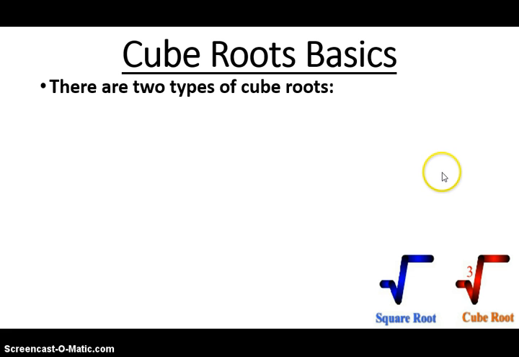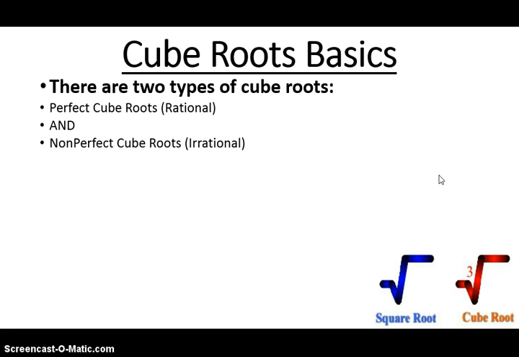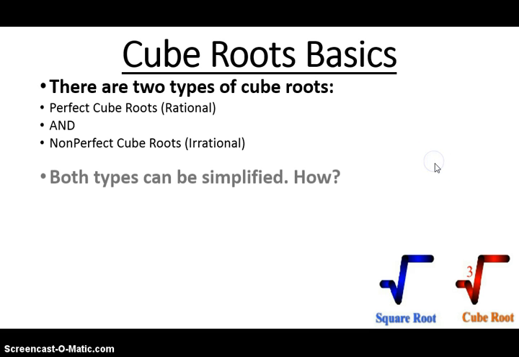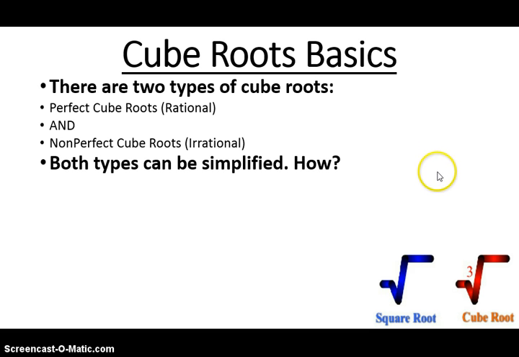There are 2 types of cube roots, just like there are 2 types of square roots. There are perfect cube roots and there are non-perfect cube roots. The perfect cube roots are rational and they will equal a whole number, and the non-perfect cube roots are irrational. They will equal a non-repeating, non-stopping decimal. Both, like square roots, can be simplified.